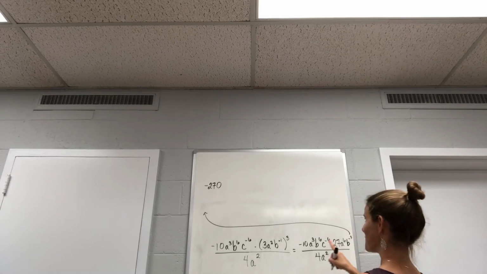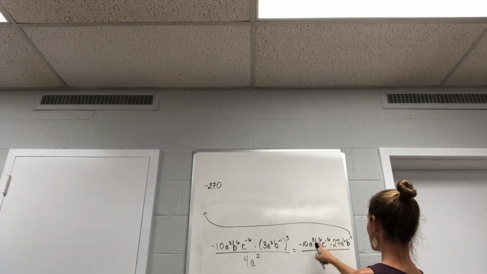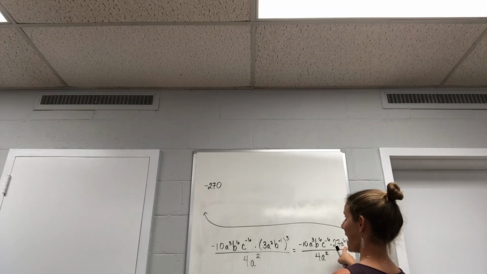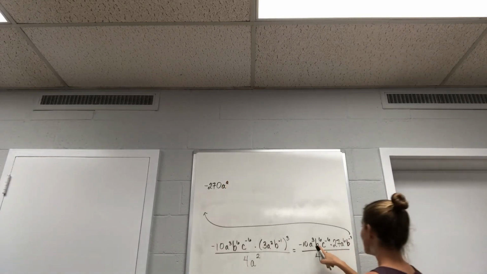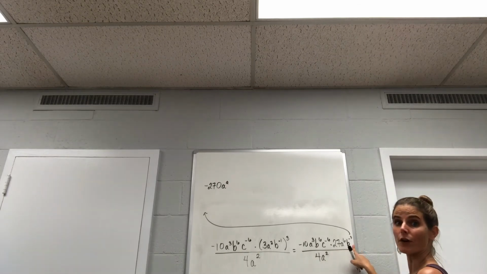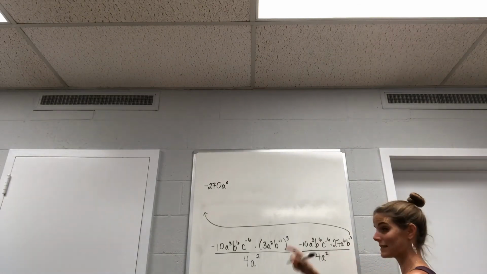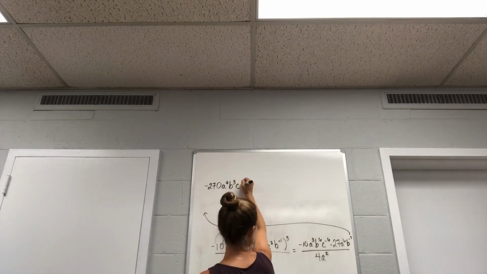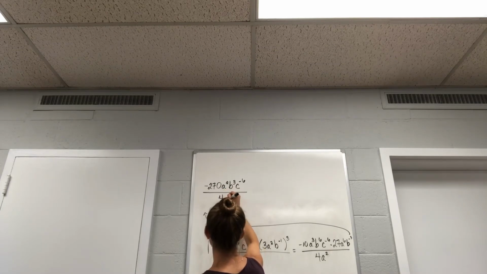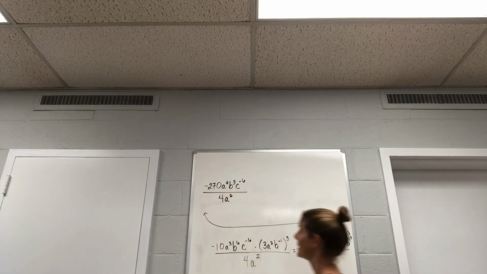Okay, sorry, I'm losing my spot here. Okay, so negative 270, and then a cubed times a to the 6th. We're going to add those exponents. We get a to the 9th. And then b to the 6th times b to the negative 3rd. We add those exponents. That's going to be 6 plus a negative 3 is 3. So b to the 3rd. And then c to the negative 6th. I'm not doing anything with that yet. And then the denominator, I'm not doing anything with that yet either.